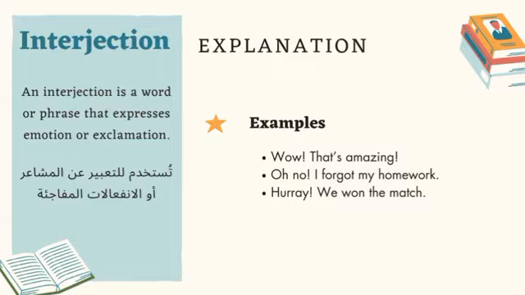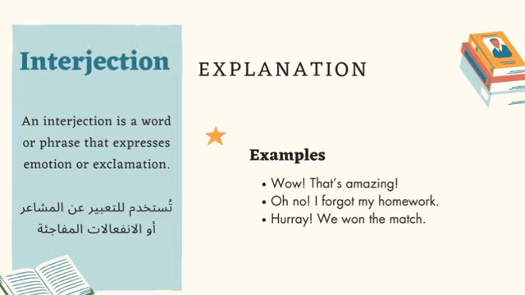An interjection is a word that expresses emotion. For example, wow, that's amazing. Oh no, I forgot. Hurrah! We won! They are usually followed by exclamation marks.